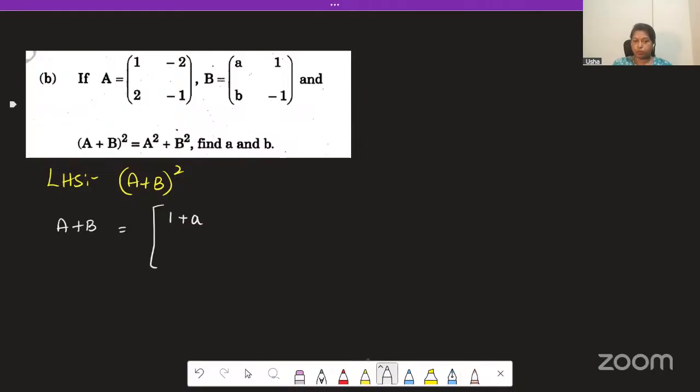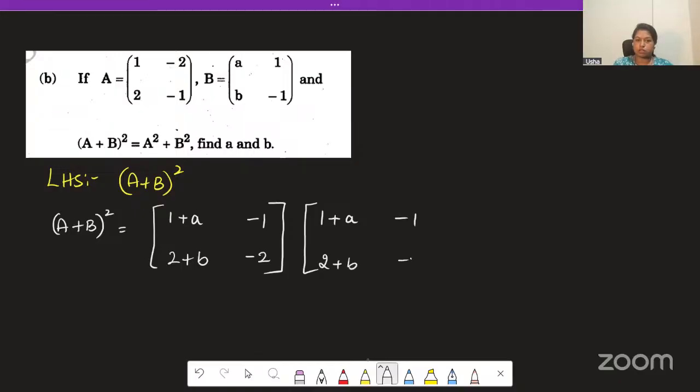Next, minus 2 plus 1 is minus 1. 2 plus b minus 1 is 2 plus b minus 2... that is, 2 plus b. minus 1 is minus 2. This is A plus B, which you have to write in one step. In the next step, you should write the square. For squaring, you have to write this matrix twice and only then multiply: 1 plus a, minus 1, 2 plus b, minus 2.